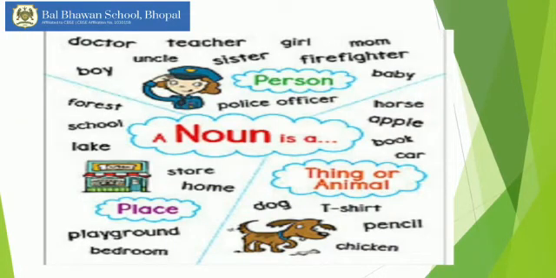And you already know that nouns are also called naming words. The words that we use for naming people, places, animals and things are nouns. So we can also say that a noun is a name of a person, place, animal or thing.